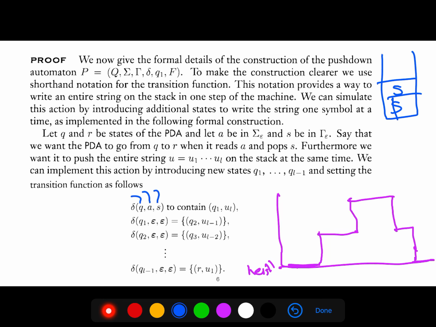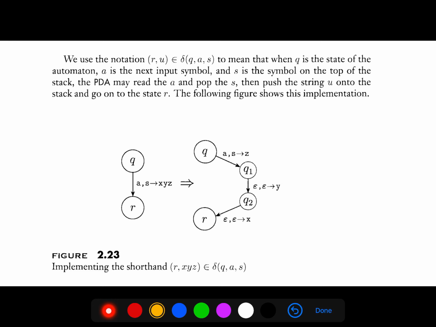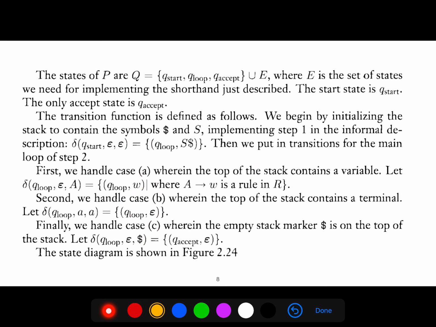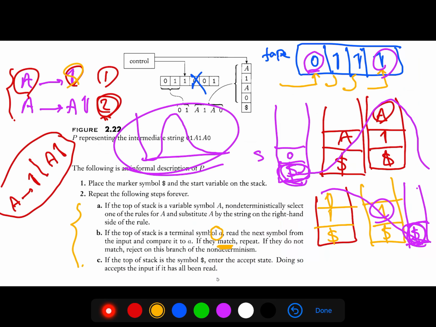And then we continue. We go to state Q1. And from Q1, we go to state Q2. From Q2, we go to state Q3. And these are the things that come to the top of the stack. And so going from state Q to state R involves some intermediate states, such as Q1 and Q2, which I explained. And now there are 3 cases in our algorithm: case A, case B, case C.